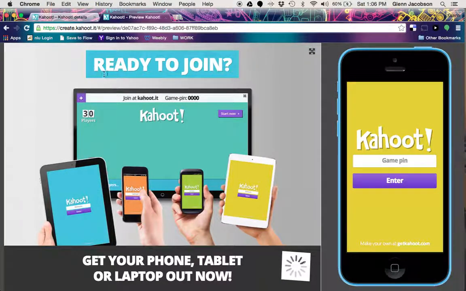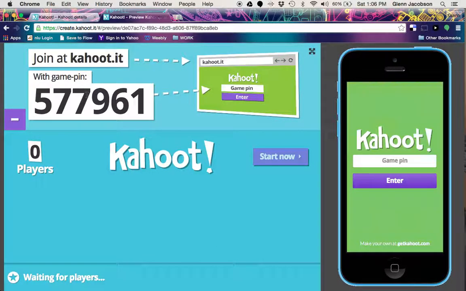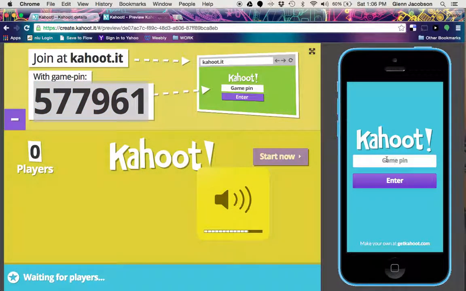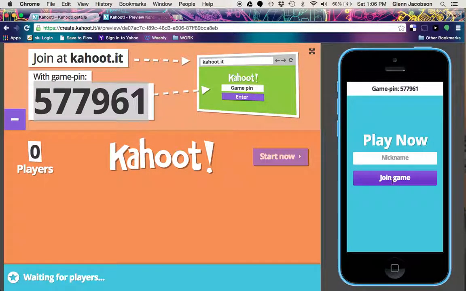It will bring up a game pin. There's the music, which can get a little old after a while, but you can choose to bring that down if necessary. I'm going to leave it up a little bit. And I'm going to enter that pin and start.